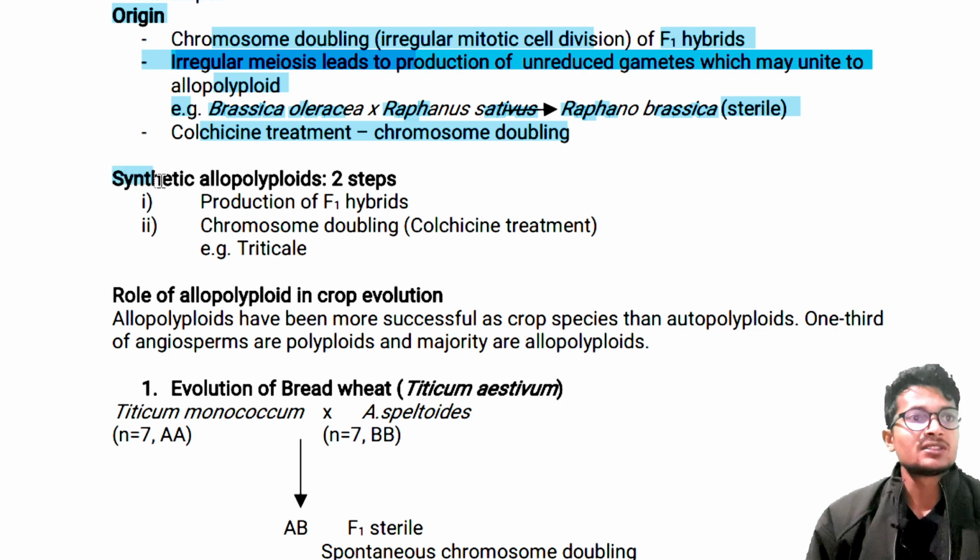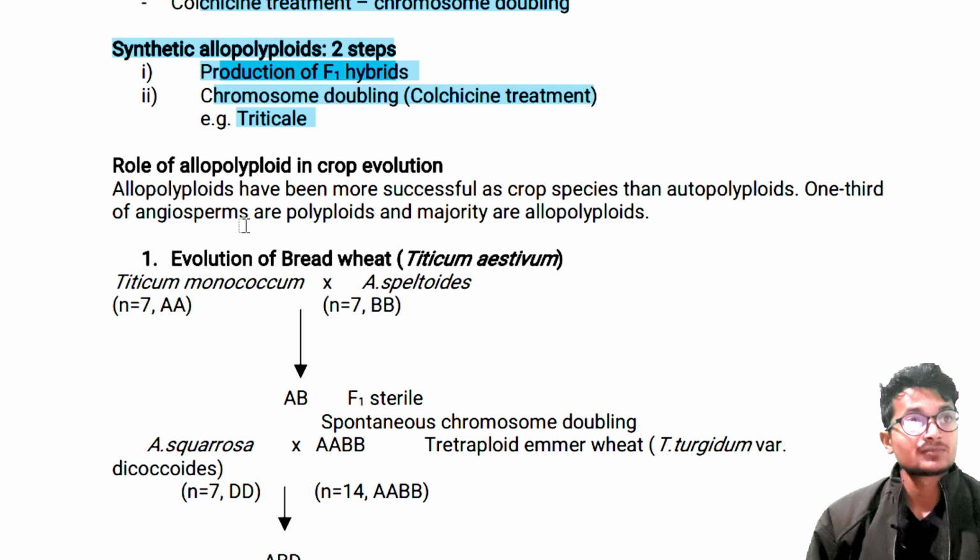Next, synthetic allopolyploids: two-step production, F1 hybrid, chromosome doubling by colchicine treatment. Next is the role of allopolyploidy in crop evolution. Allopolyploids have been more successful as crop species than autopolyploids. One third of angiosperms are polyploid and the majority are allopolyploids.